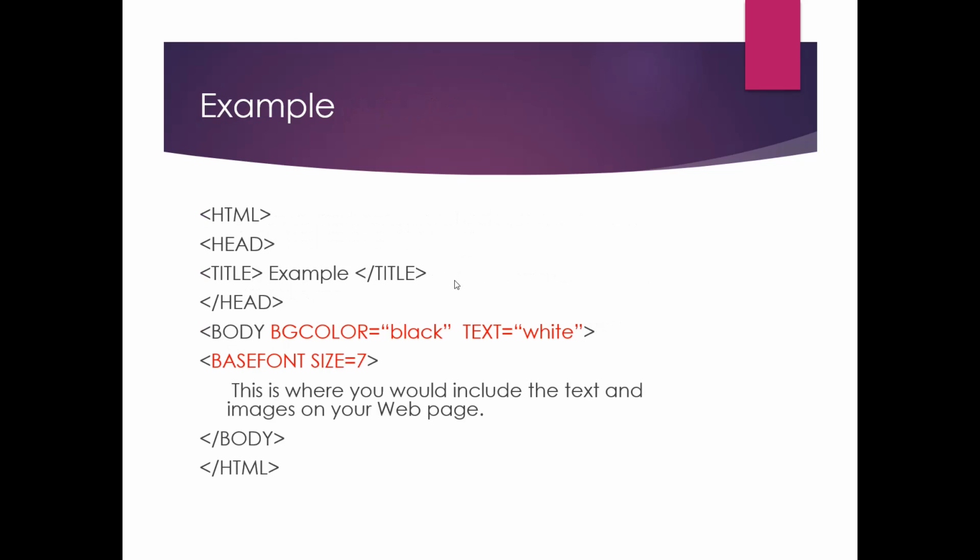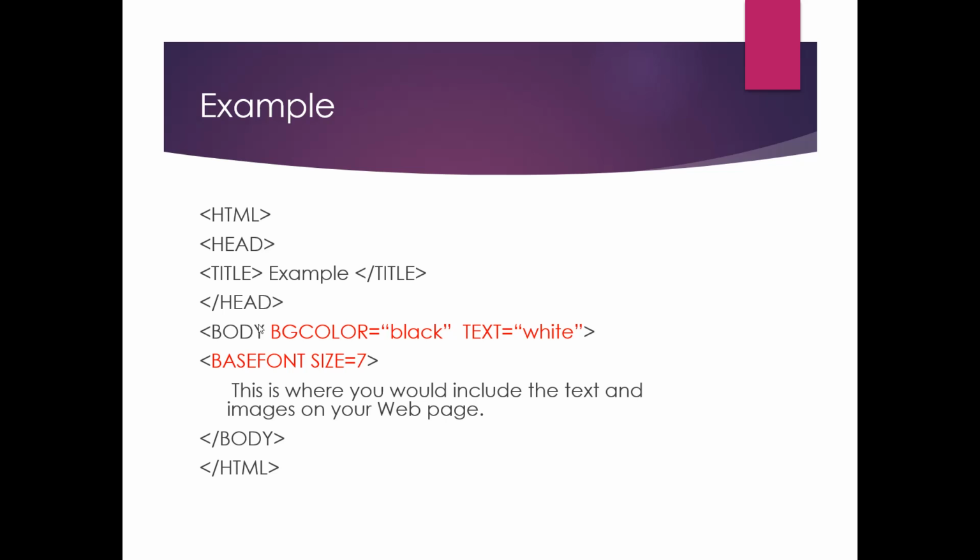Now comes the page formatting. We can see this with an example. As we have already known, basically we have to start with HTML, then head, and the title we have given as an example. So whenever you search for example, this web page would occur. Then head is closed, and whatever you need to write in the web page appears in the body. So you have to display everything, including your text and images, in the body tag.